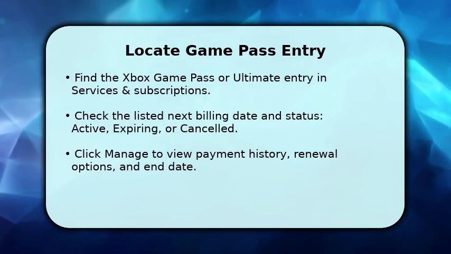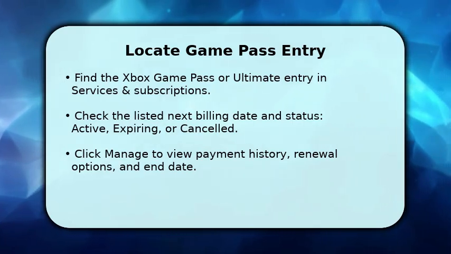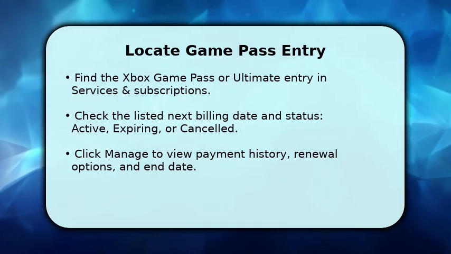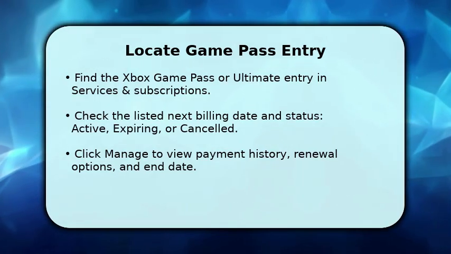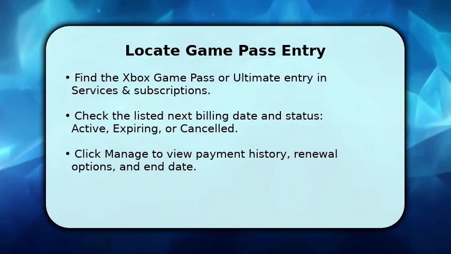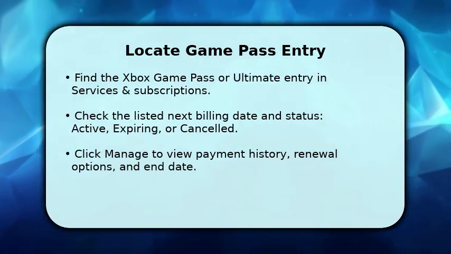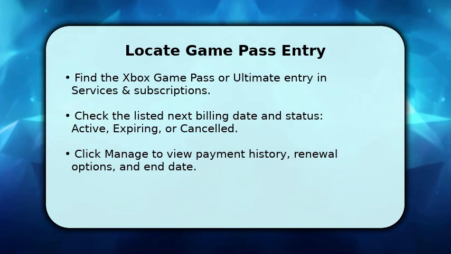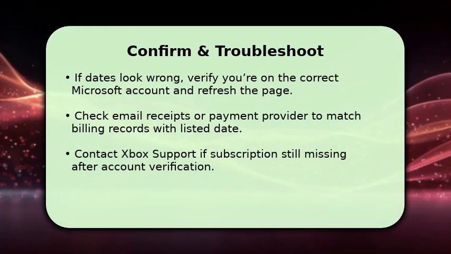This is where you see the true expiration or auto-renew date, which is why this is the only reliable source. If it shows a recurring payment, the pass stays active until that next billing fails or you cancel. Once done, use Manage to change payment or cancel if needed. Finish by confirming the date shown matches any recent receipts or bank charges.